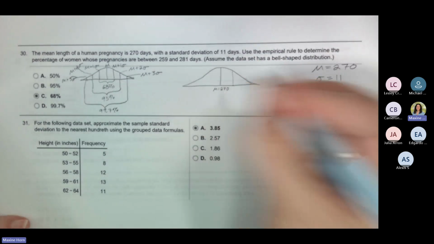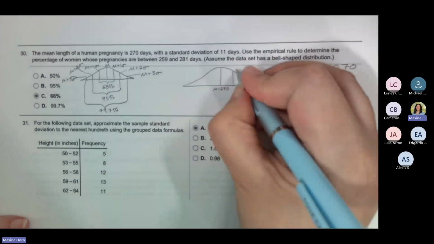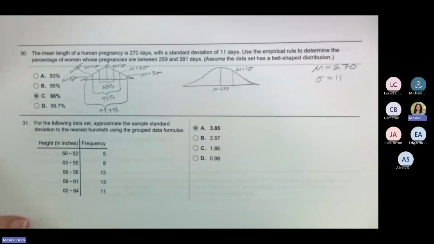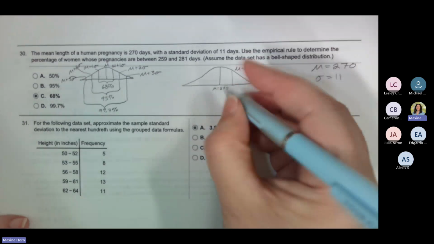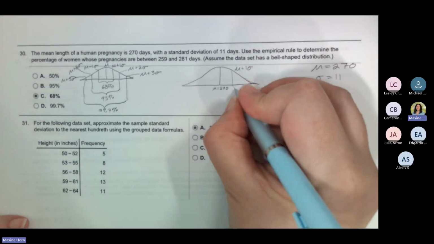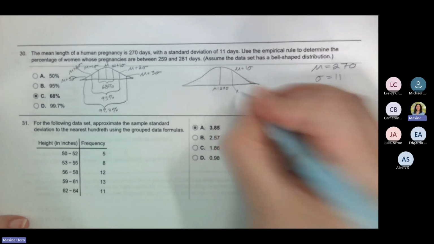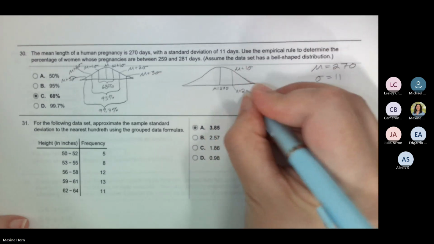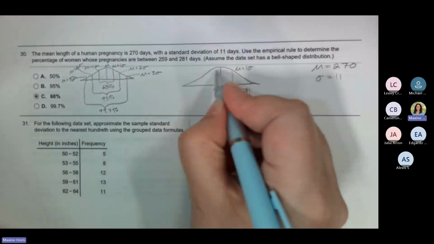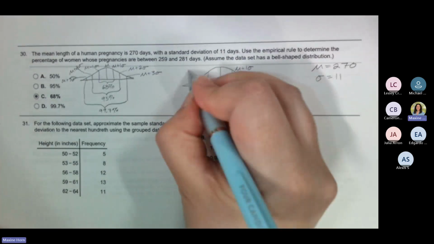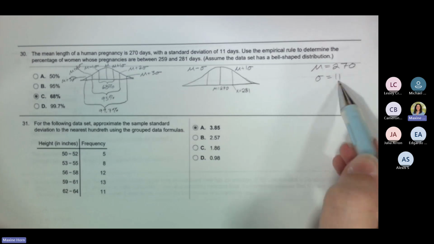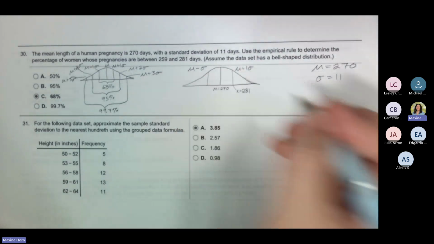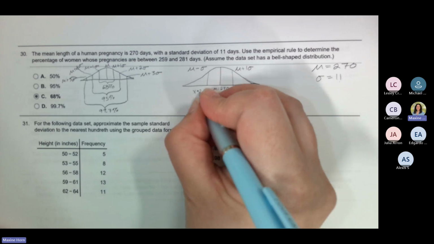So if I went out 1 standard deviation, so if I did the mean plus 1 standard deviation, that would be 270 plus 11, which is going to give me 281. So this, I'm going to call it an X value, not X bar, but just X, is 281. If I did the mean minus a standard deviation, 270 minus 11, I get an X value of 259.